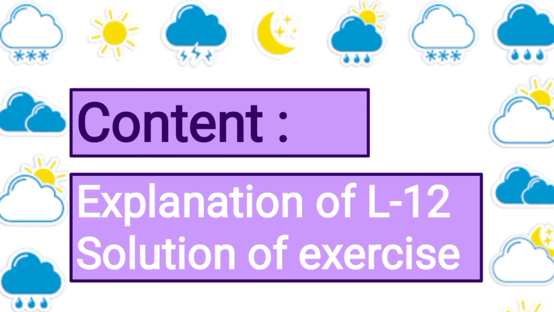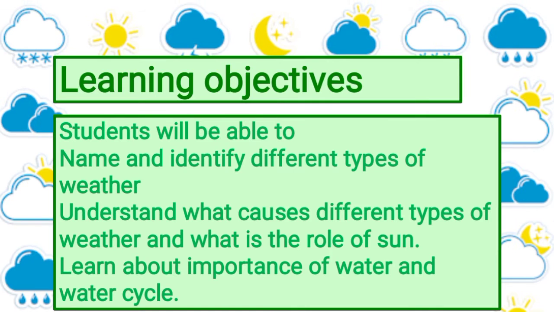Today we will understand Lesson 12, Air, Water and Weather, and will solve the exercise of Lesson 12. This lesson will help you to name and identify different types of weather, to understand what causes different types of weather and what is the role of the sun, and to learn about the importance of water and the water cycle.